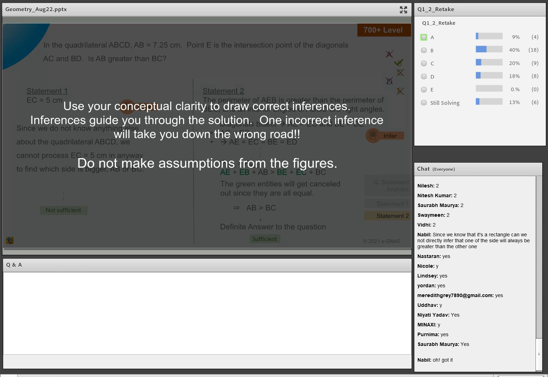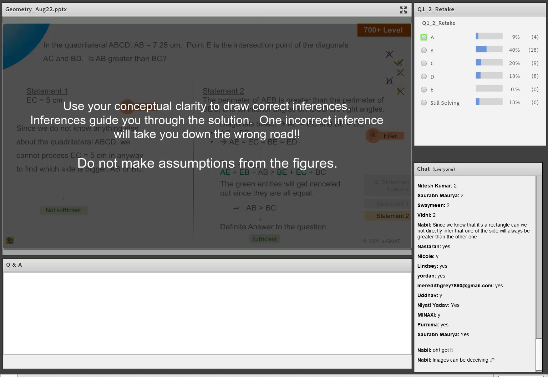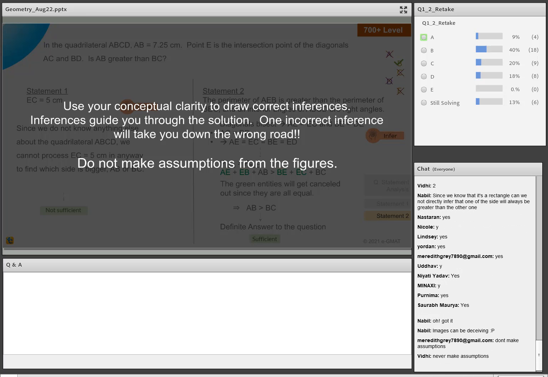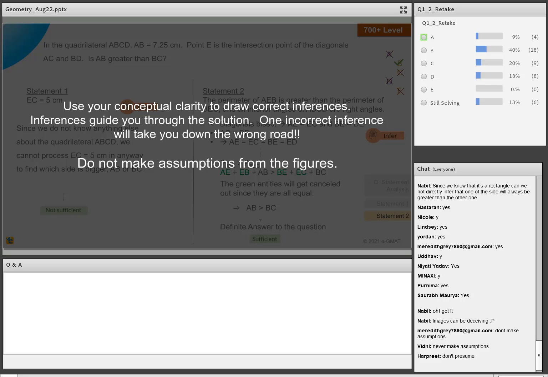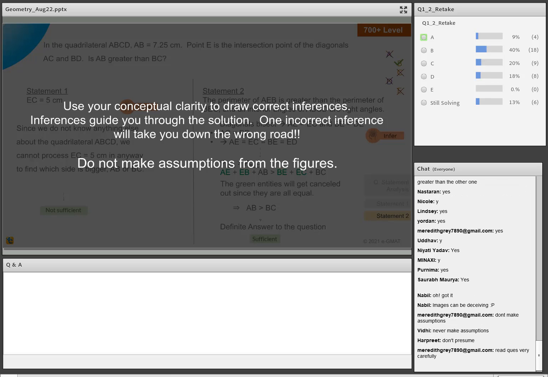But again, before moving on to the next question, tell me in the chat pod, what did we learn? Through the questions that we had been solving since the last 1 hour or 1.5 hours, what have we learned? Images can be deceiving, absolutely correct. Don't make assumptions, absolutely correct. Do not assume anything that's not specifically mentioned in the question. Everything that you note down in your notebook has to be written on the question stem that you see, right? Okay, that is very good to know.